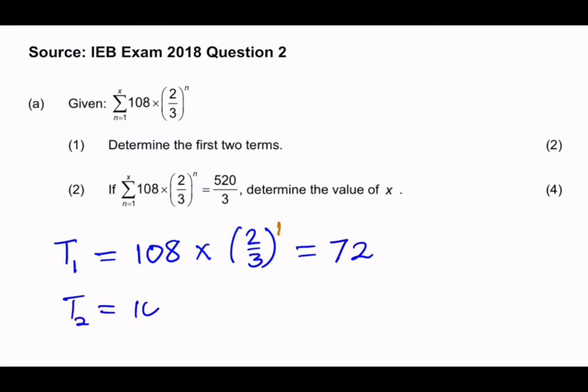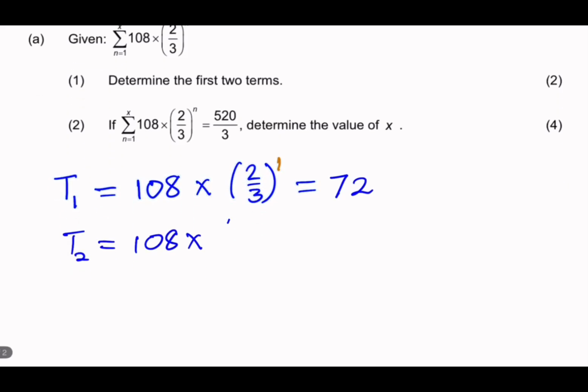T2 would take the same expression, but rather we substitute 2, and that would give 48. And that gives you the first two terms, so that's pretty simple right there. You do get those 2 marks pretty simply for question 1.